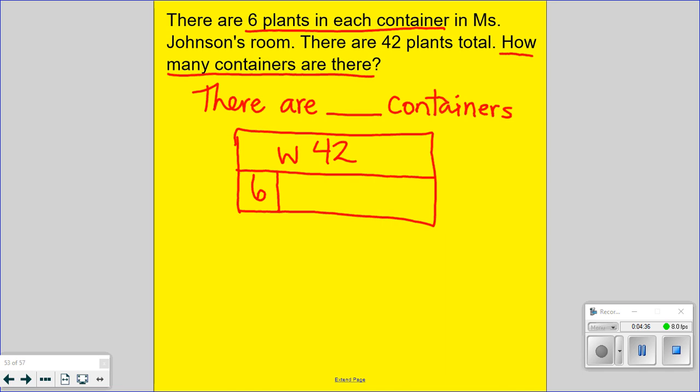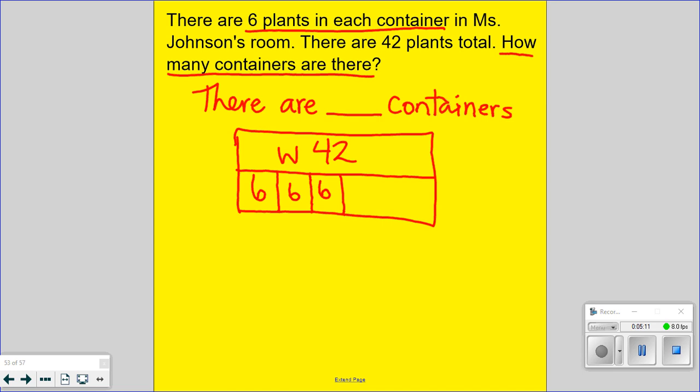So far, I've planted 6 plants. Have I used all 42 plants yet? So can I do some more? All right, let's do another container. How many plants are in that container? Macklin? 6. So far, I have used how many plants? 12. Can I do another container? Let's do it.